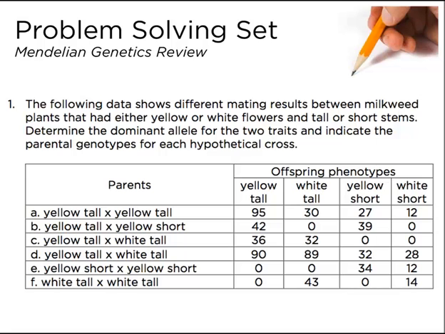Hey you guys, it's Professor Schmidt here to solve this first problem at the end of chapter problem solving set. So the problem reads, the following data shows different mating results between milkweed plants that had either yellow or white flowers and tall or short stems. Determine the dominant allele for the two traits and indicate the parental genotypes for each hypothetical cross.